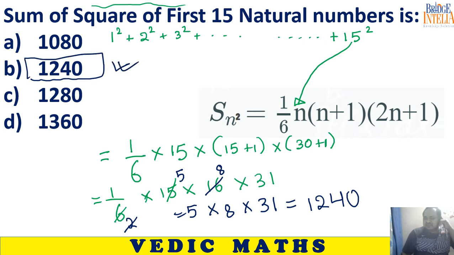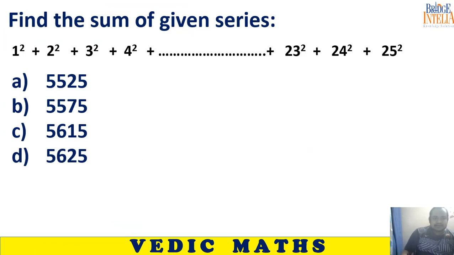So the sum of 1 square, 2 square, 3 square up till 15 square, the answer is 1240. Now let's see this one.